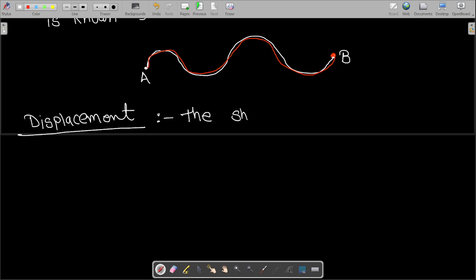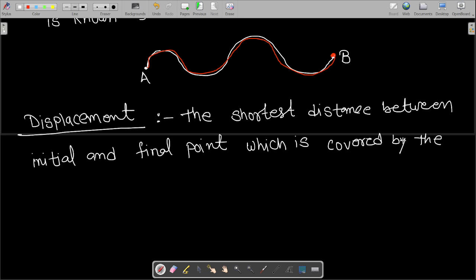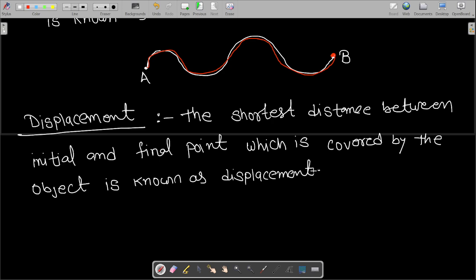The shortest distance between initial and final point, which is covered by the object, is known as displacement. Okay, what does it mean?